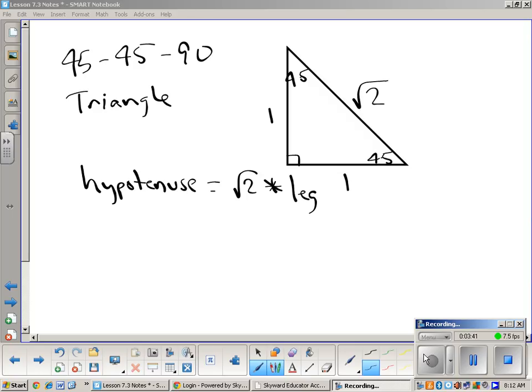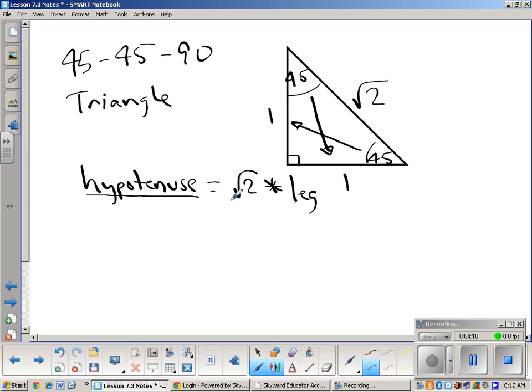In a 45, 45, 90, remember the isosceles triangle rule. If two angles of a triangle are congruent, actually the converse of the isosceles triangle theorem, that means the sides opposite them have to be congruent. And so, in this case, I'm saying that both of these sides are 1, then the hypotenuse is going to be square root of 2. So in other words, the hypotenuse will always equal the square root of 2 times the length of the leg.